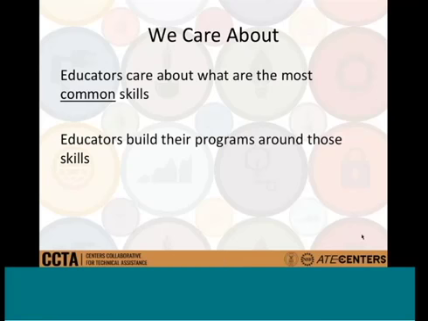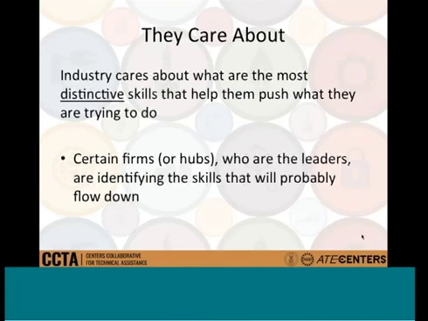So here we are. We talked. You know what? We care. Educators care about what are the most common skills. Well, that makes sense, right? Because educators build their programs around those common skills. But Dan said they care about, industry cares about what are the most distinctive skills, because that helps them push what they're trying to do. So when they're writing their job descriptions, they're often looking for distinctive skills.